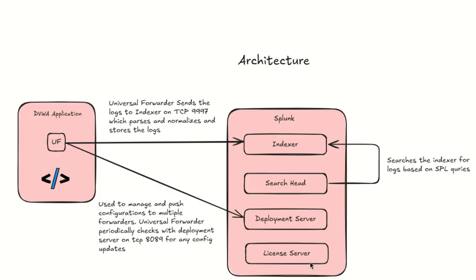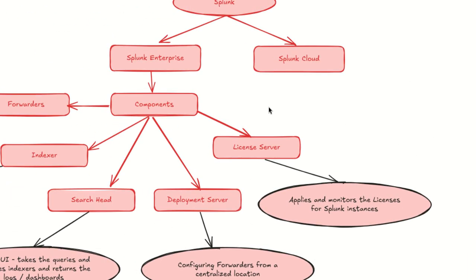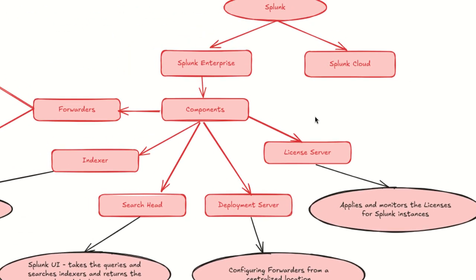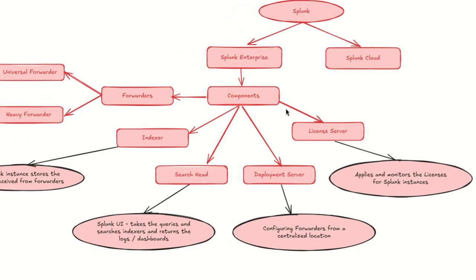And finally, again, the license server. The license server helps in applying the license to all these Splunk components like indexer, searcher, deployment server, and universal forwarders, and also helps in monitoring the log ingestion rates. So these are the few basic components of Splunk that we will be using to configure and run our lab setup.